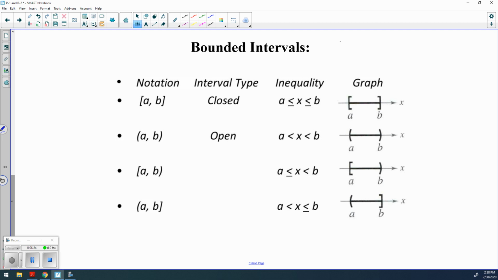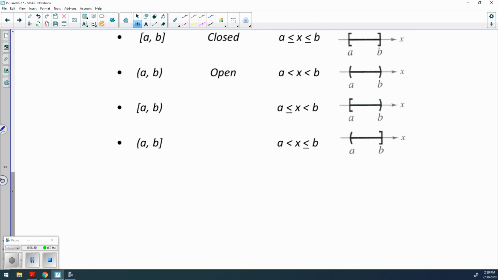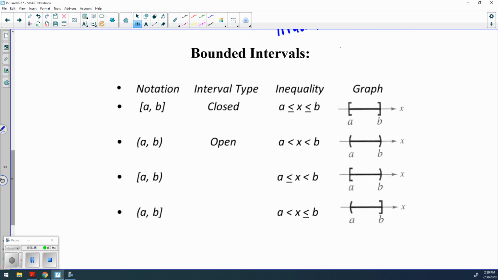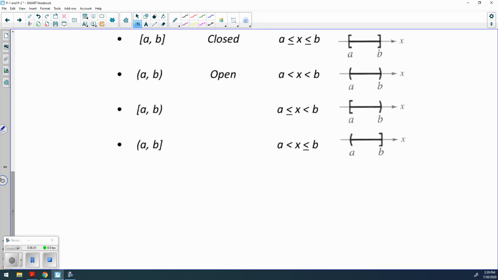All right, so let's talk real quick about a bounded interval. With this problem, I'm going to give you a math problem, and then we'll talk about the different ways you can represent the answer: in interval notation, as an inequality, and then using a number line graph. I'm just kind of shooting from the hip here.